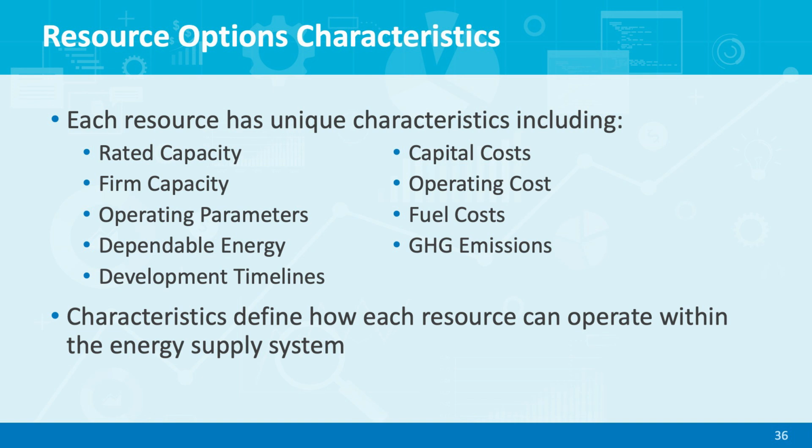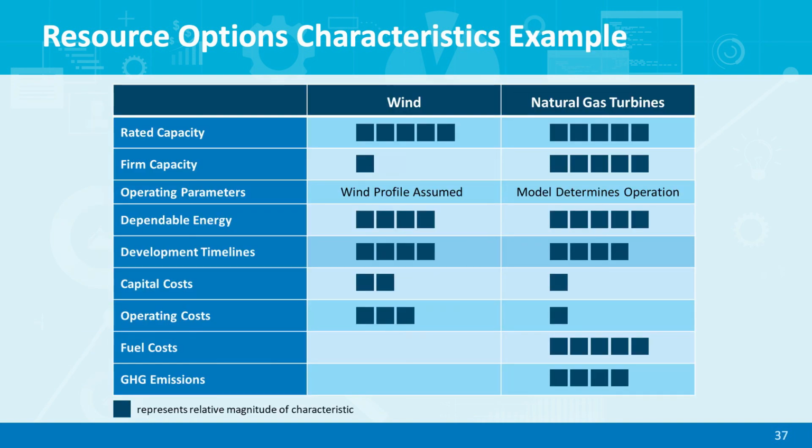We have operating power parameters, we have dependable energy, development timelines, which is the minimum time to get a new resource in service and operating, capital costs and operating costs, which are the costs to construct and then operate a resource over its lifetime, fuel costs, and GHG emissions. The data for this information came from a wide range of different sources and include previous studies undertaken by Manitoba Hydro for resources such as hydro, but also a broad range of publicly available sources for resources such as wind and carbon capture.